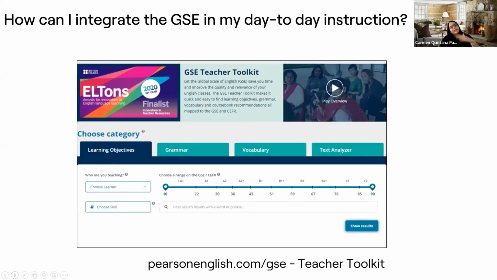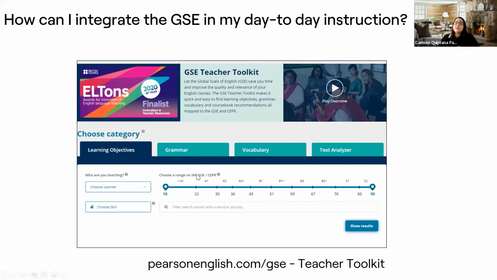Now let's bring it down to actionable items. How can you integrate GSE in your day-to-day instruction? My first response to that, and again, this might be something that my colleagues have reiterated in the past, but I'm personally very much in love with this tool because it's absolutely brilliant. You can integrate it in your day-to-day instruction using the teacher toolkit. And you will see that the teacher toolkit will allow you to set your learning objectives, and you can move these bars to select the level that you would like to work with based on your learner's need.